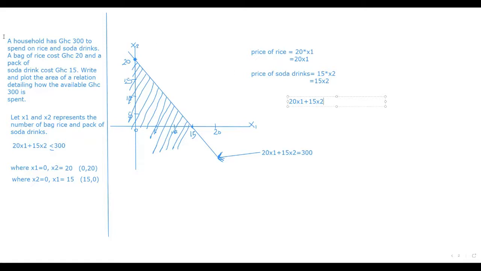So here, they are saying that the household has 300 cedis to spend on rice and soda drinks. If you have something to spend, you cannot spend more than what you have. You enter the mall, you have 1,000 cedis for your shopping, you cannot spend more than the 1,000 cedis you have. You get it? So either you spend the 300 cedis or you spend less than the 300 cedis. So less than or equal to 300 cedis. This is how I ended up with the expression.